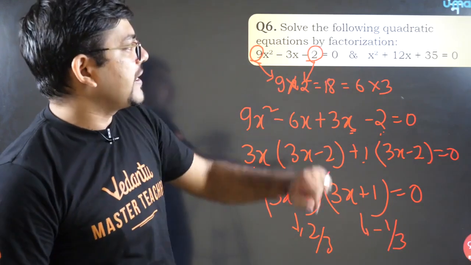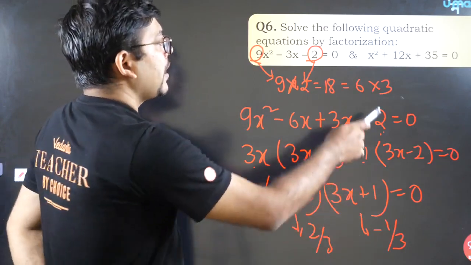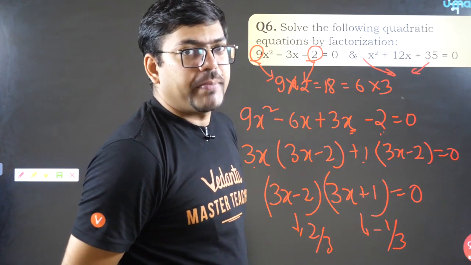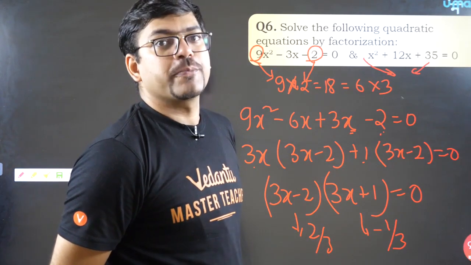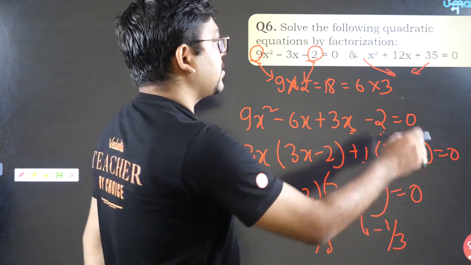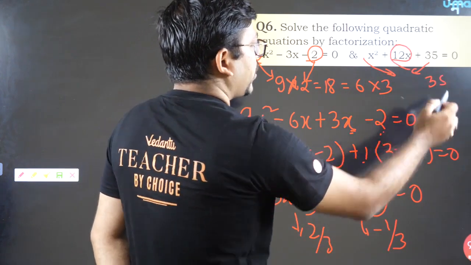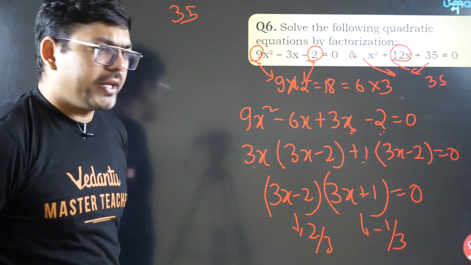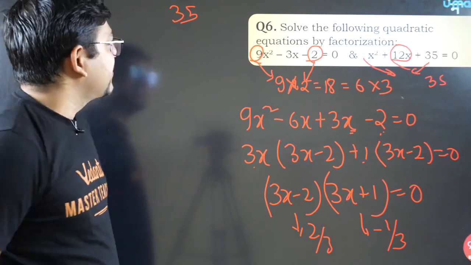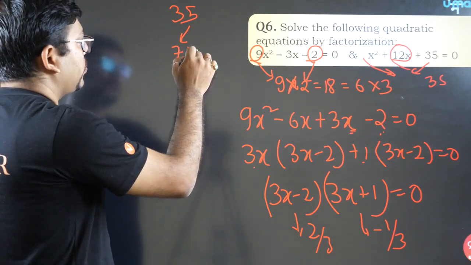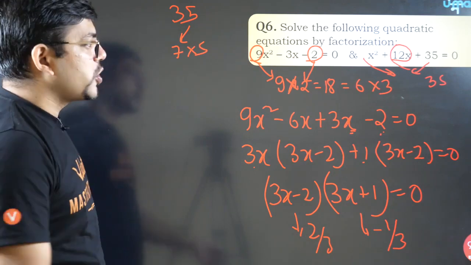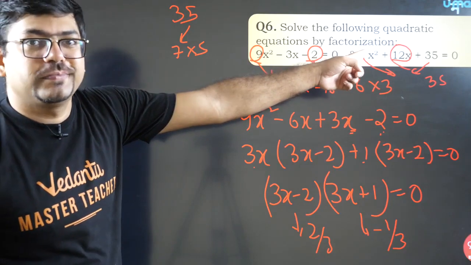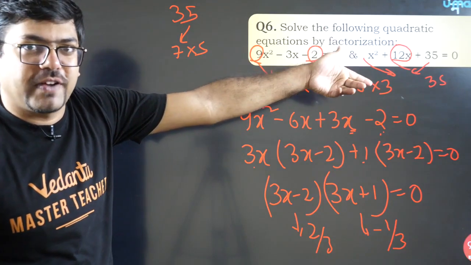So if you got this one, let's try the second one as well. Here also it's pretty simple. 1 into 35 is 35 only. You have to break 35 into two factors such that by addition or subtraction, you get the middle term. So how can you break 35? Breaking 35 is not a big deal, I guess. 35 could be broken as 7 into 5 pretty easily. 7 5s are 35 and 7 and 5 will make 12 as well. How? You just write 7x plus 5x, isn't it?